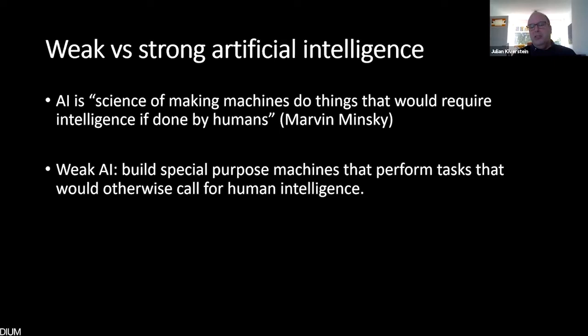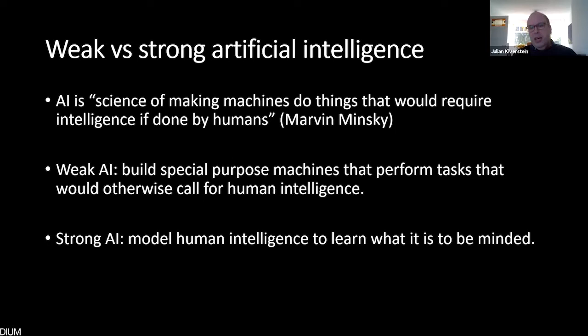And this is distinguished from what John Searle called strong AI, where the idea was that computation as carried out by a machine could be the necessary and sufficient conditions for the possession of a mind. So if you program a machine in the right way, then that machine would be able to engage in thinking that's equivalent to the kind of thinking that goes on in humans when they perform tasks that require intelligence. So the aim of strong AI is to model human intelligence, to learn what it is to be minded in the way that humans are minded.